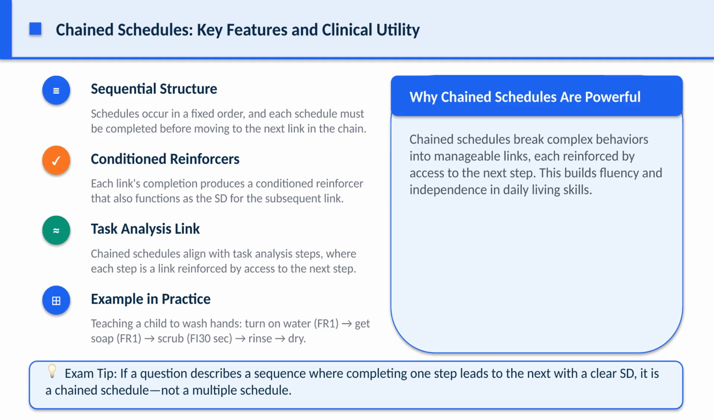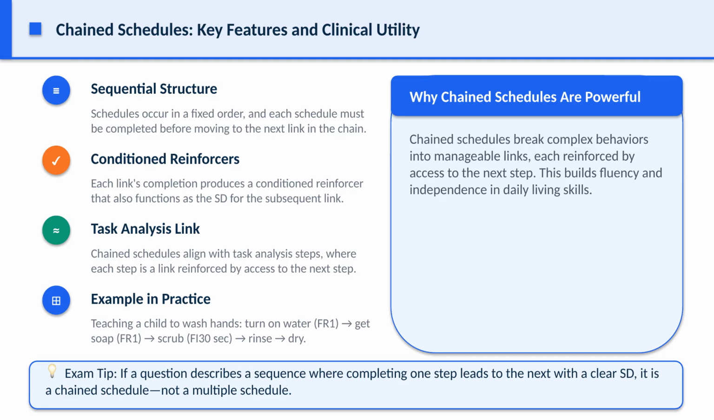Critically, the completion of each link produces a conditioned reinforcer, which also serves as the discriminative stimulus for the next link. This is a key distinction from multiple schedules, which alternate based on time rather than response completion. This structure aligns perfectly with task analysis steps, where each step is reinforced by access to the next step, and only the final link delivers the terminal reinforcer, such as praise or preferred item.